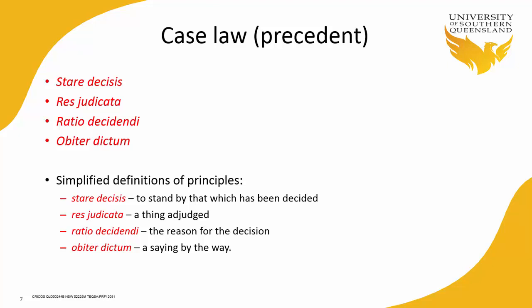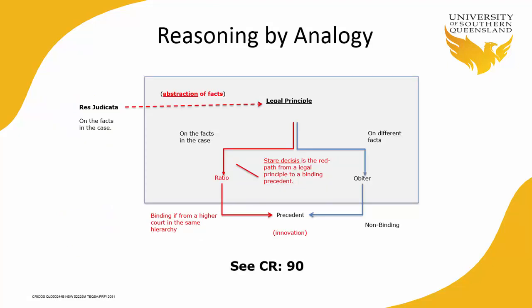Another key point is the following diagram, which is not in your textbook, but hopefully it will help you to understand better what we mean by those four sub-doctrines of the doctrine of precedent. The starting point is outside the gray box that you see here, which is here. We're going to start with the doctrine known as res judicata.